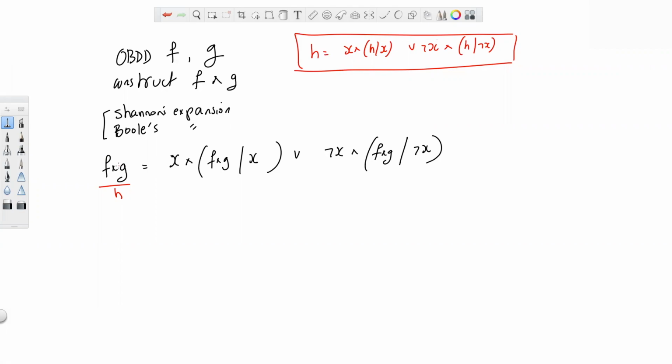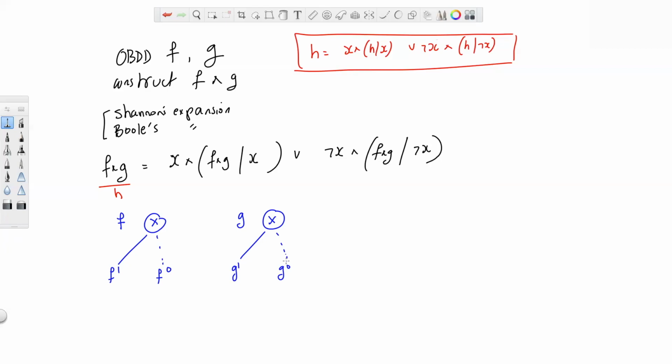So let's see what happens. You end up really looking at only two cases. The first case is that I do have f looking like this. I have the variable x and high child, low child. Let's call this f1 and let's call this f0. This is OBDD F, and let's look at OBDD G. This starts with the same variable x, and then I have the high and low child. Let's call this g1, this g0.